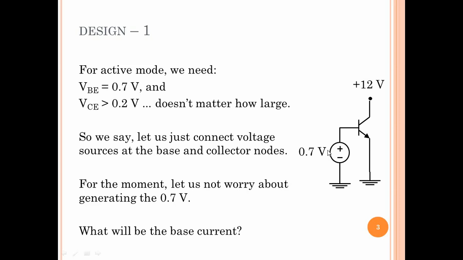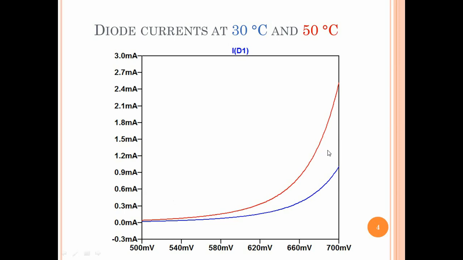So this goes back to diode behavior. So here is a plot of diode currents as a function of the diode voltage at two different temperatures. And let us look at this graph for a minute. So blue is 30 degrees, red is 50 degrees, and what we see is at 0.7 volts, the diode current at 30 degrees centigrade is about 0.9 milliamps for this specific diode, and at 50 degrees centigrade it is about 2.4 or thereabouts milliamps.